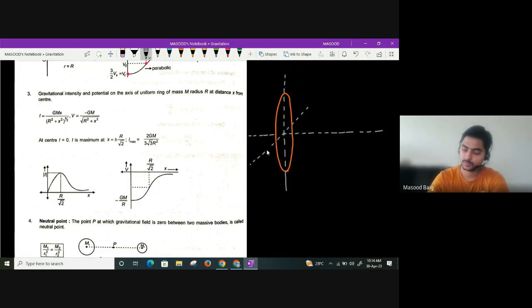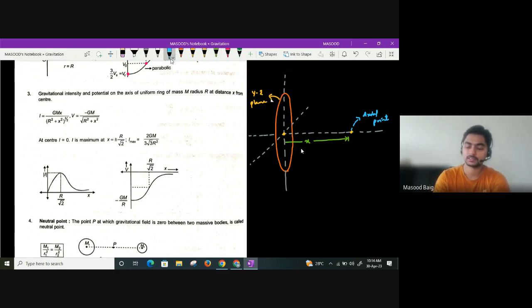So where is the ring placed? It is placed in the YZ plane. So what will its axis be? Passing through the center and perpendicular to the plane, the x-axis will be the axis, guys. So they'll ask you to calculate the field and potential at an axial point. Any point on the axis will be called an axial point. Let us imagine this is at a distance x from the center of the ring.